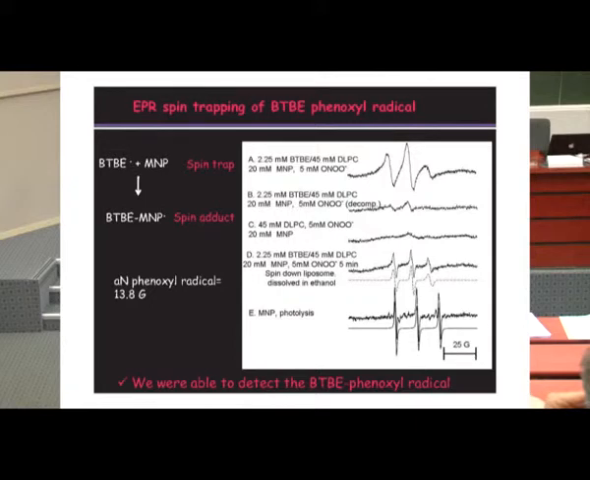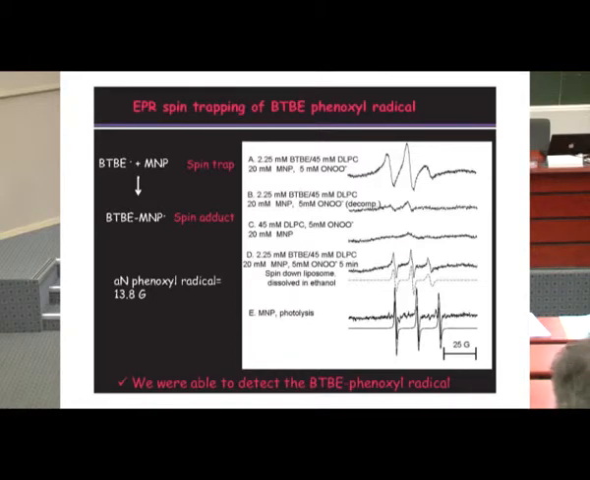So, if we expose BTBE-containing liposomes to peroxynitrite, nitro-BTBE is formed, and the most likely mechanism is by the intermediate formation of the phenoxyl-derived radical, as it happens with tyrosine. Alternatively, we can have the formation of the dimer by the combination of two phenoxyl radicals.